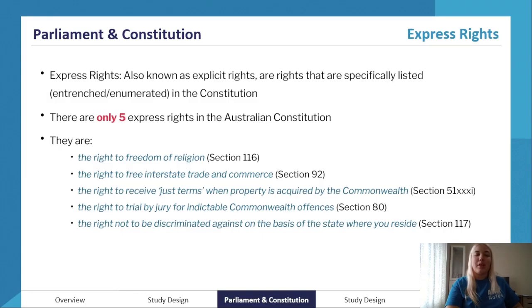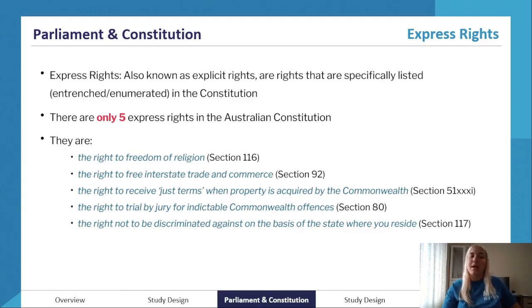So these include the right to freedom of religion, which includes section 116. This means that you need to be able to discuss all of them and know all of them in their sections, guys. The right to freedom of religion is technically only federal level as well, so that's a bit of a limitation. However, it does include the idea that Commonwealth Parliament cannot declare one religion as the religion of the country, and people's religious practices and beliefs cannot be restricted or punished or anything like that. And everyone has a right to practice whatever religion they have freely.